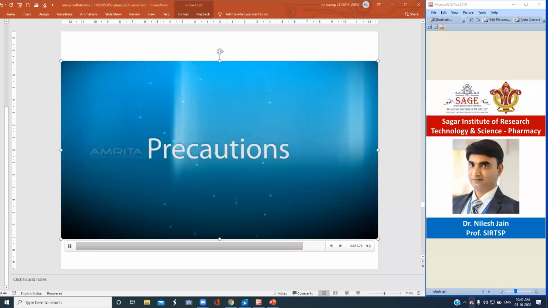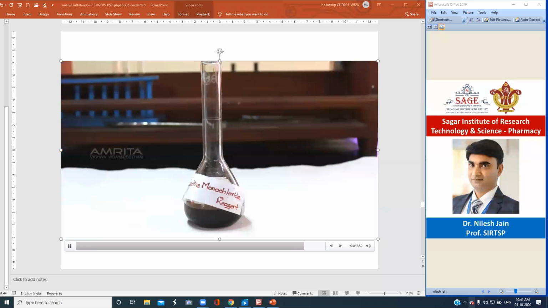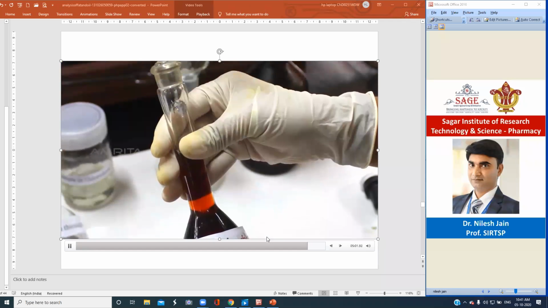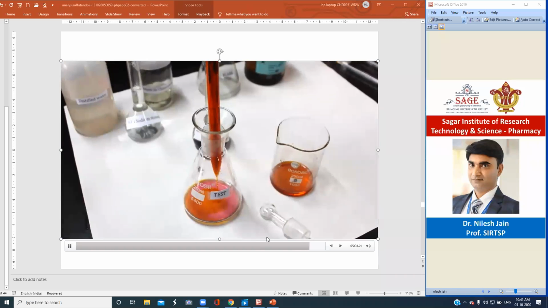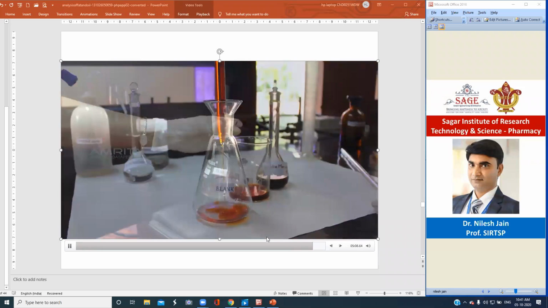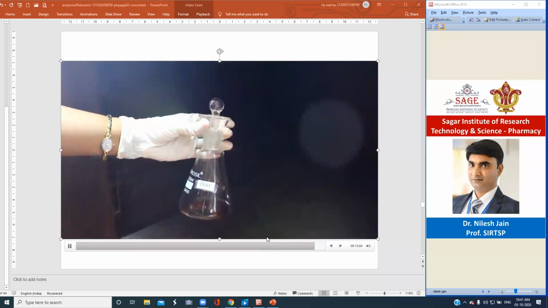Precautions. Iodine monochloride is caustic, so handle the reagent with gloves. For better results, perform the experiments without any time gap during the titration, as the liberated iodine is susceptible to oxidation by light.